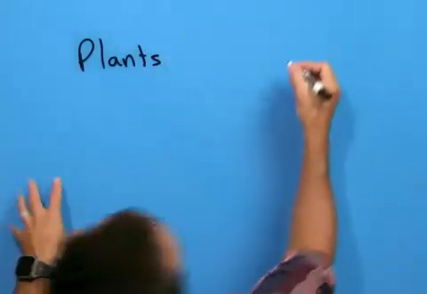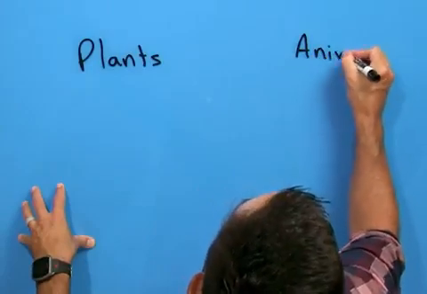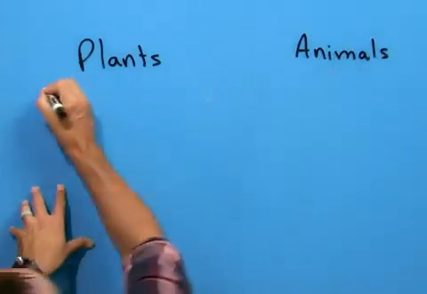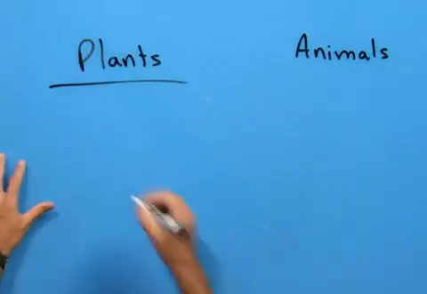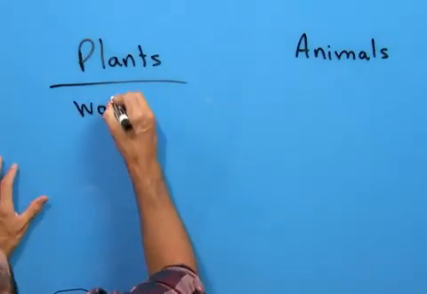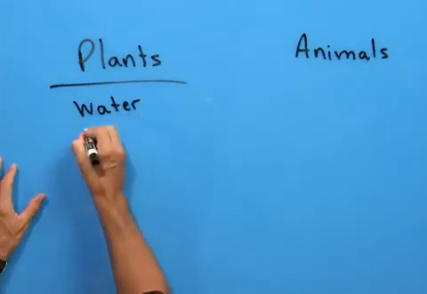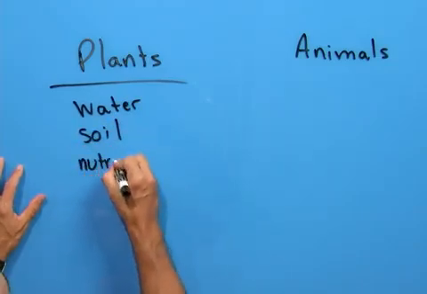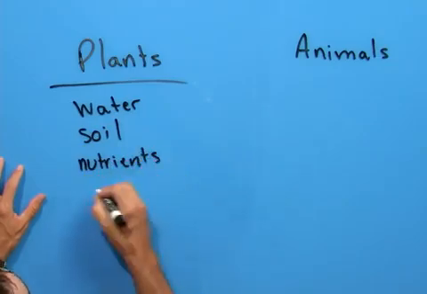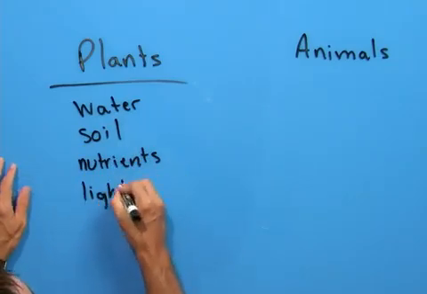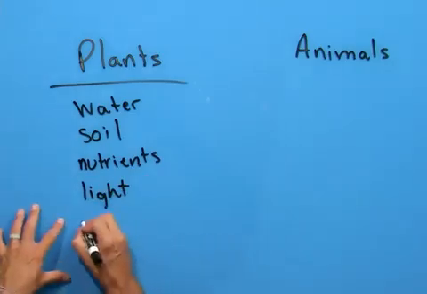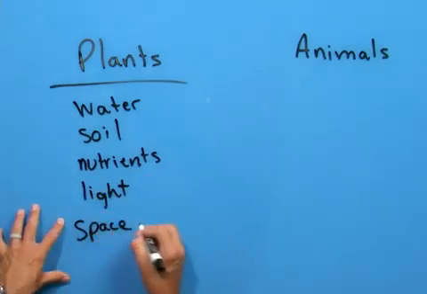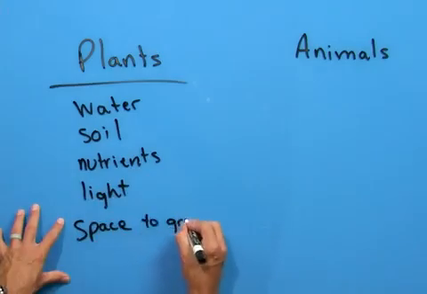So we'll take a look at plants and what they need, and we'll take a look at animals and what they need. So plants, if we're talking about photosynthetic plants, they're going to need some water in order to carry that out. They're going to need some good soil to grow in. They're going to need nutrients in that soil. They're going to need light to carry out photosynthesis, okay? And they're going to need space to grow in, okay? They can't just grow in a teeny tiny little space. They're going to get bigger, and so because of that, they're going to need some space.